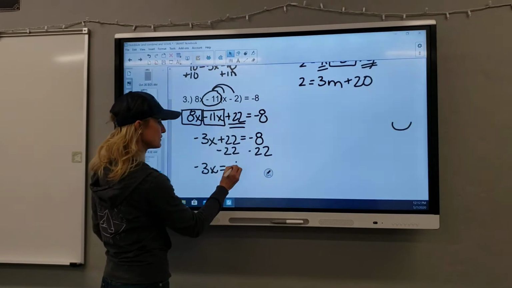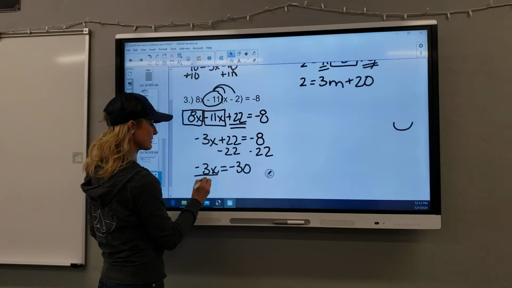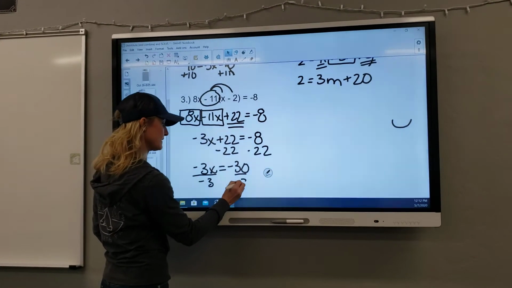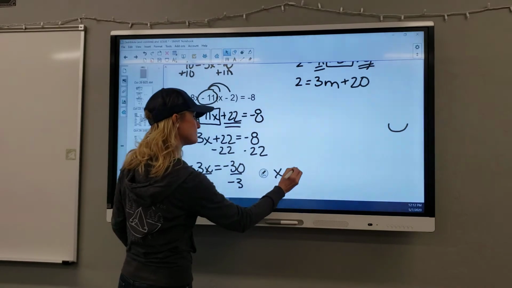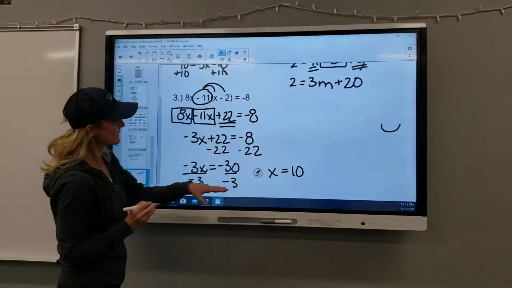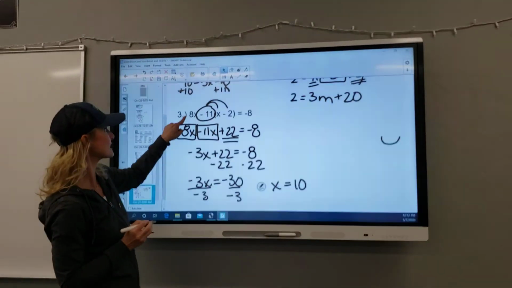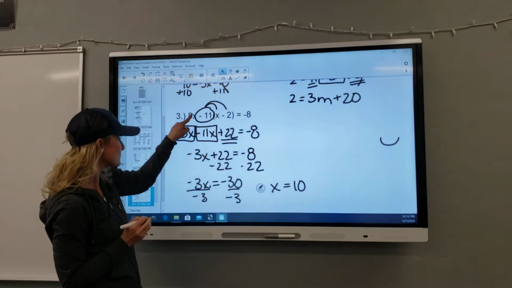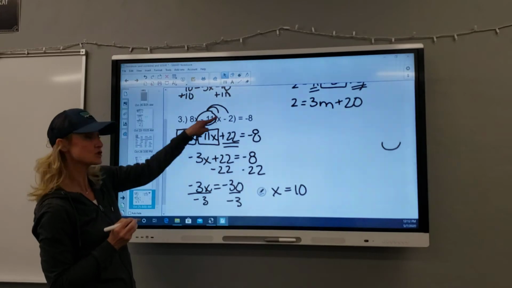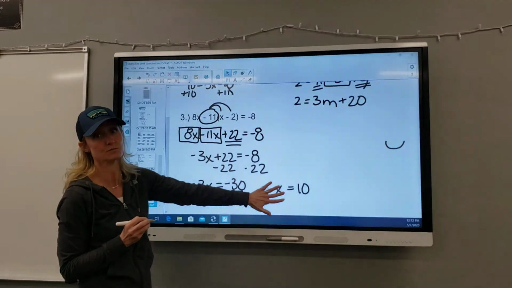And we have -30 over here. Divide each side by -3. And x equals positive 10. What I want you to notice here is how much work that took. Okay, for you to show your work, you cannot go right from here to here, or even from here to here. You need to show all these steps in order to get those points.